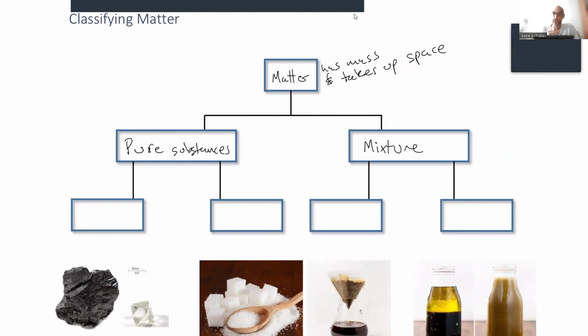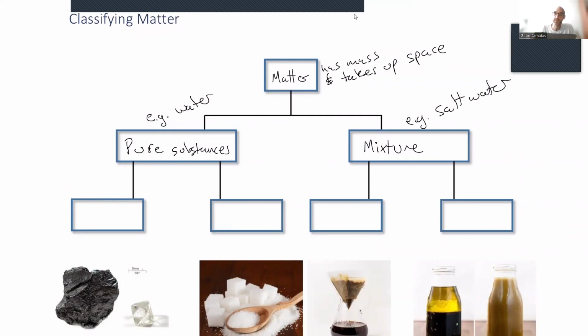So a pure substance would be something like water. An example we would use is water is an example of a pure substance. But an example of a mixture might be salt water. Salt water is essentially salt and water combined into one. So it's two things mixed.